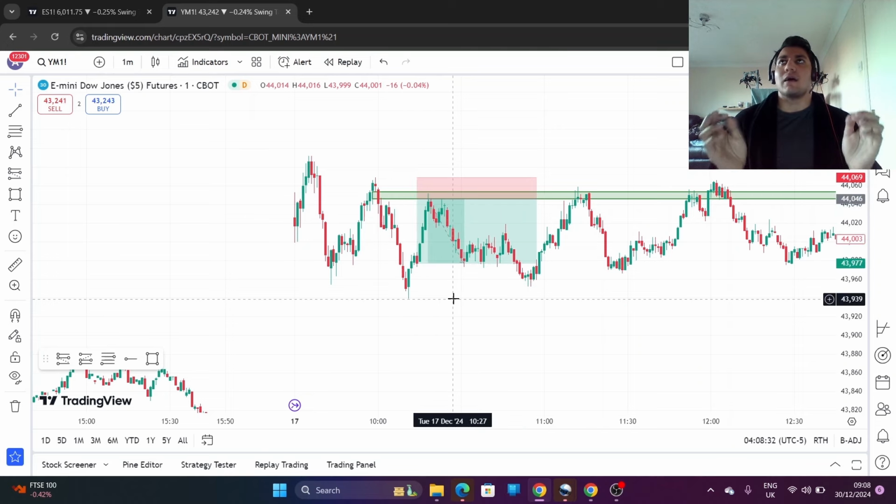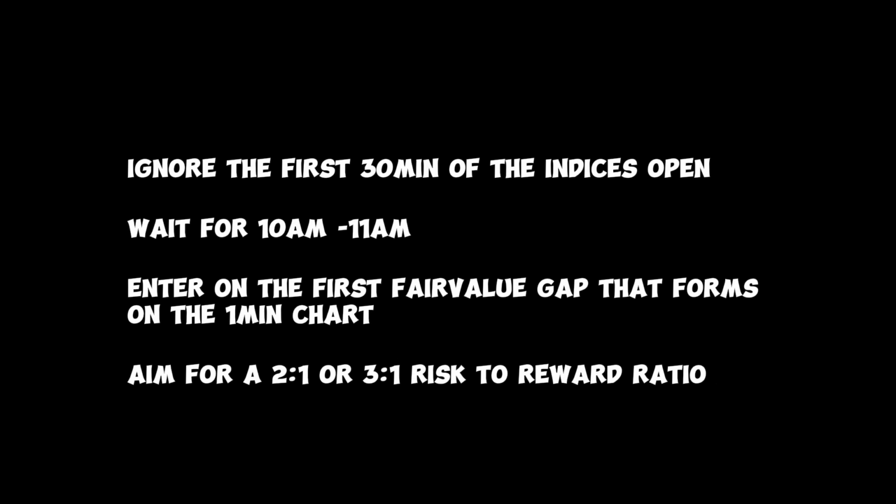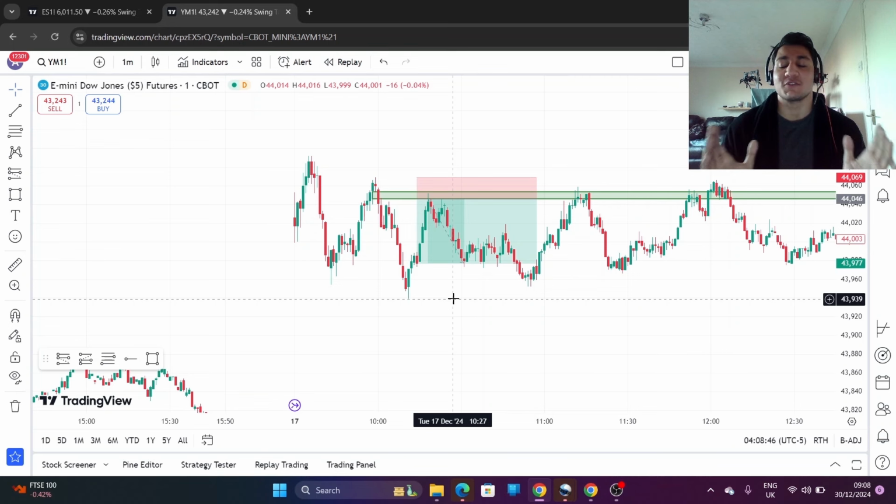This model works so good. Ignore the first 30 minutes that indices open. Wait for 10 a.m. to 11 a.m. Enter on the first fair value gap that forms on the 1-minute chart. Aim for a 2 or 3 risk to reward ratio. I don't know if you can make futures any simpler than that, but this model works. Backtest it, try it out, and have fun with this.